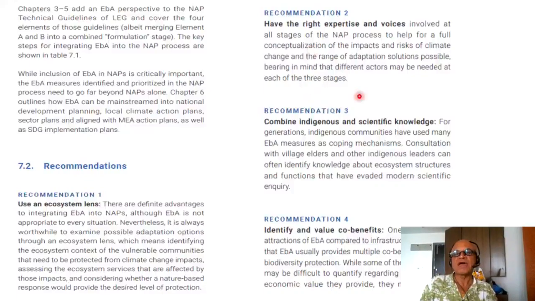So recommendation 2, have the right expertise and voices involved at all stages of the NAP process to help for a full conceptualization of the impacts and risks of climate change and the range of adaptation solutions possible, bearing in mind that different actors may be needed at each of the 3 stages. As we said before, the experts who develop the NAP and lay out the implementation plan may not necessarily be the same people to actually implement it, and also those who have to worry about cost-benefit analysis and so on as well.